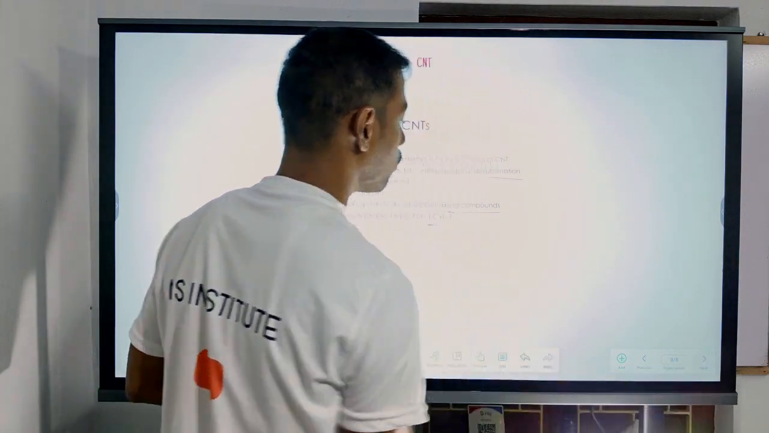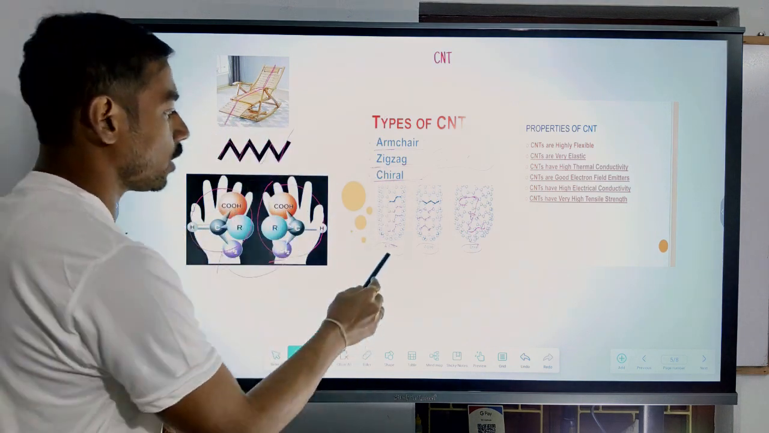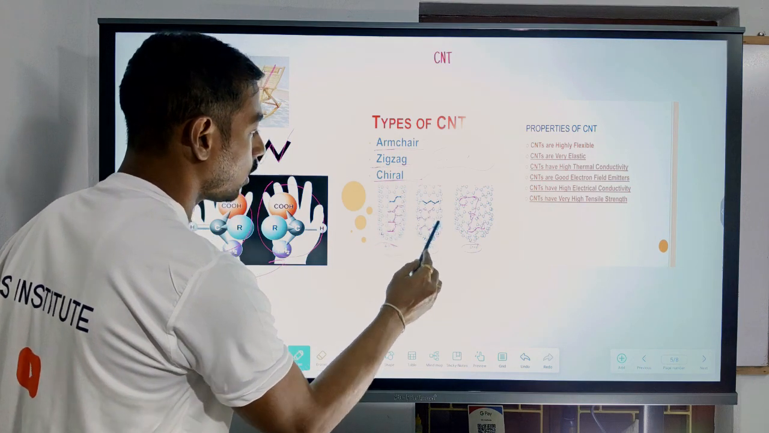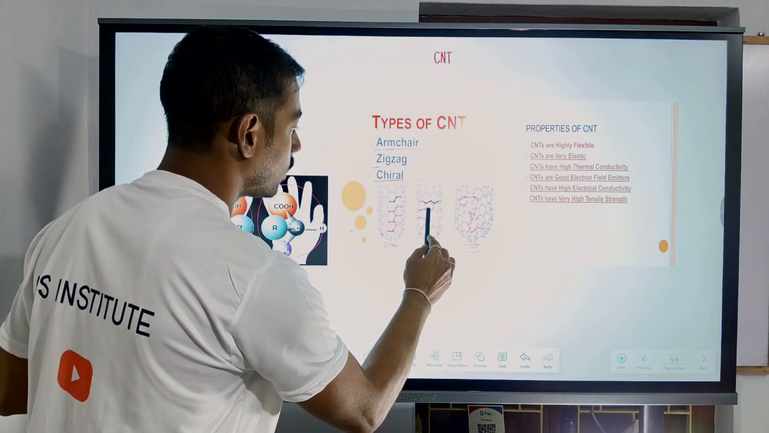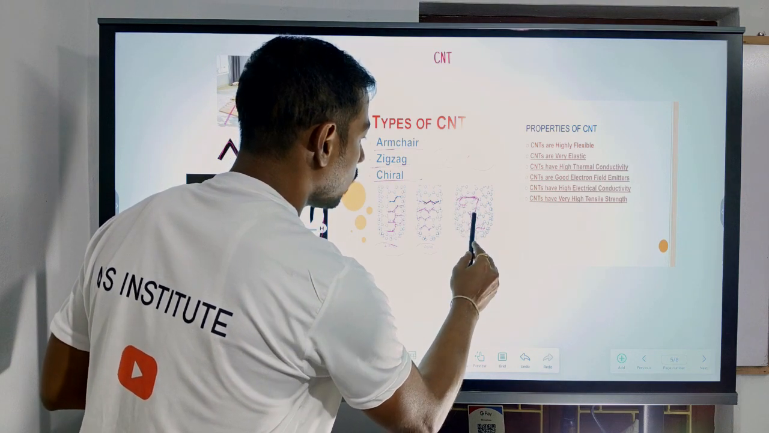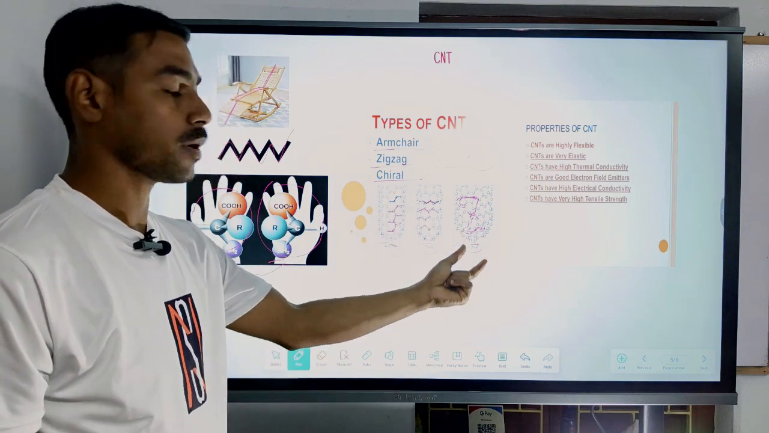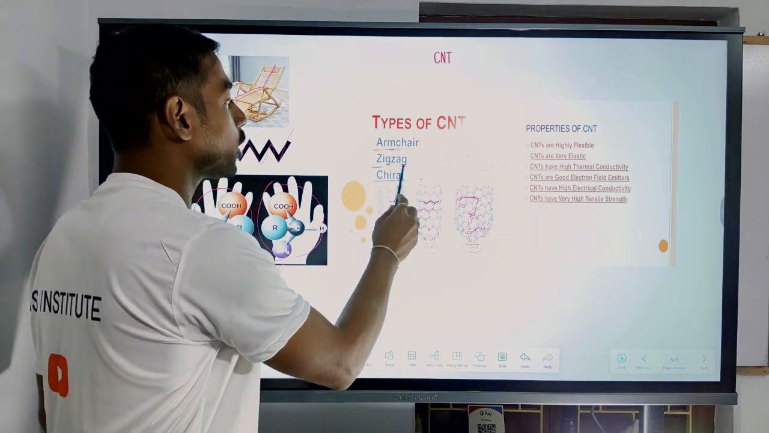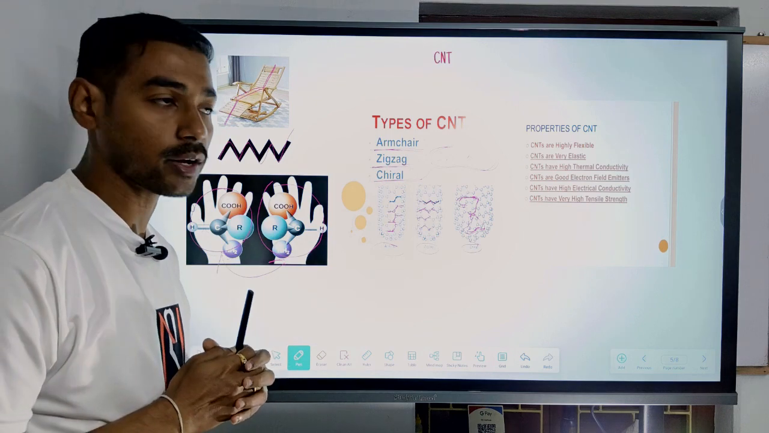Okay, so now in this slide we have already come to know how it looks. Armchair means like this one. In the armchair, the arrangement of the carbon atoms will look like an armchair. In the zigzag, the arrangement of the carbon atoms will be like zigzag. In the chiral, the arrangement of the carbon atoms will be like the chiral one. So therefore they are named as armchair, zigzag, and chiral nanotubes. But remember one thing, that all these carbon nanotubes are single wall carbon nanotubes. They are not multi wall carbon nanotubes.